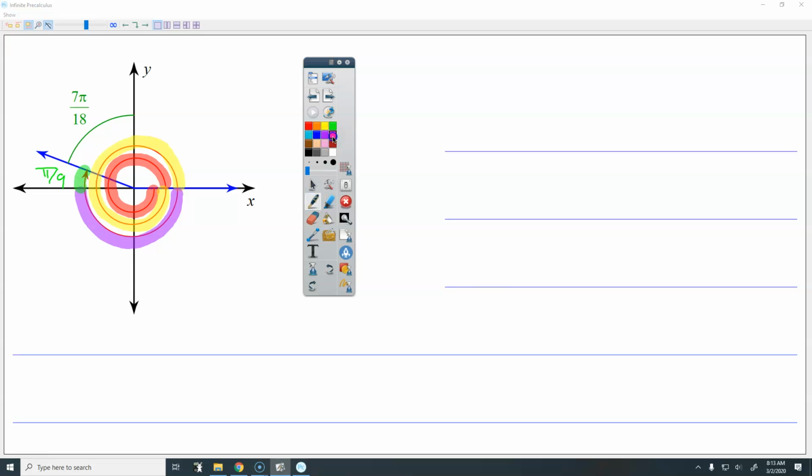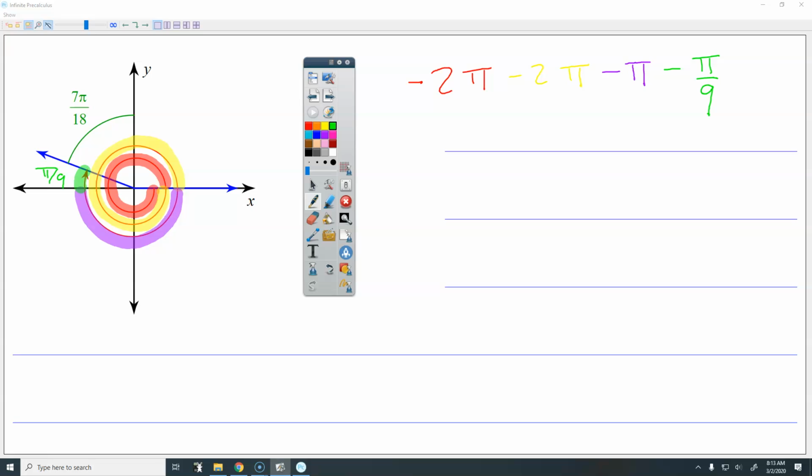Okay, so what was the red spiral? Negative 2 pi. What was the yellow spiral? Negative 2 pi. And the purple? Half a circle, right? And then we calculated painstakingly the green region, which we now know is negative pi over 9. How is it negative there? Because we're going clockwise. When you go clockwise, it's always negative.